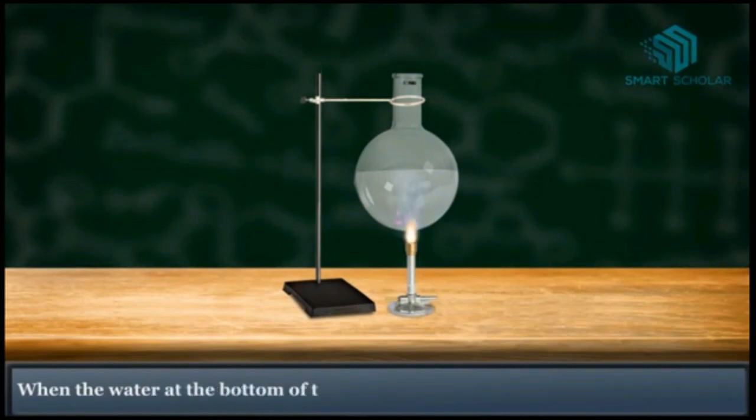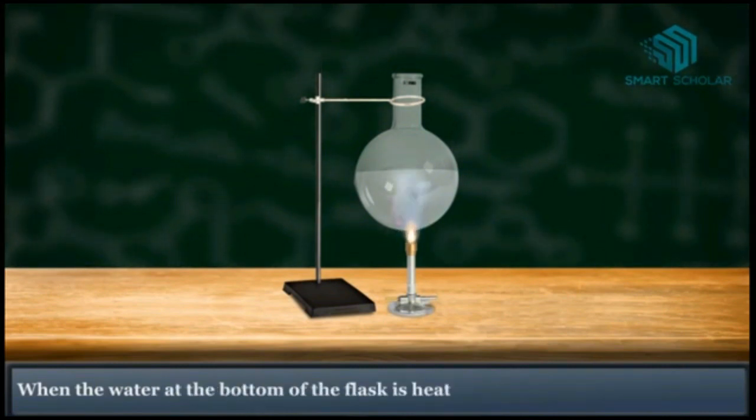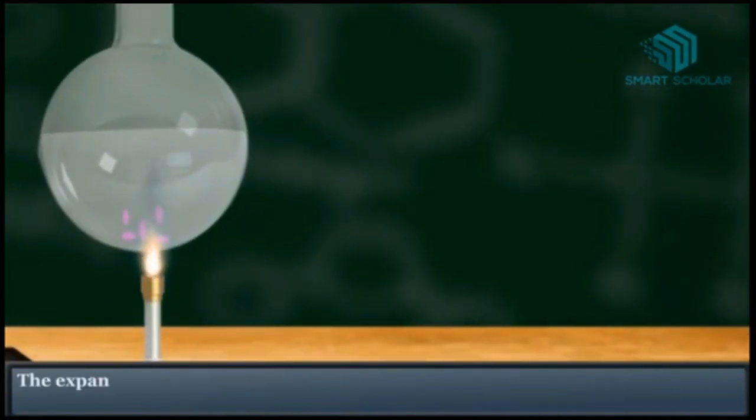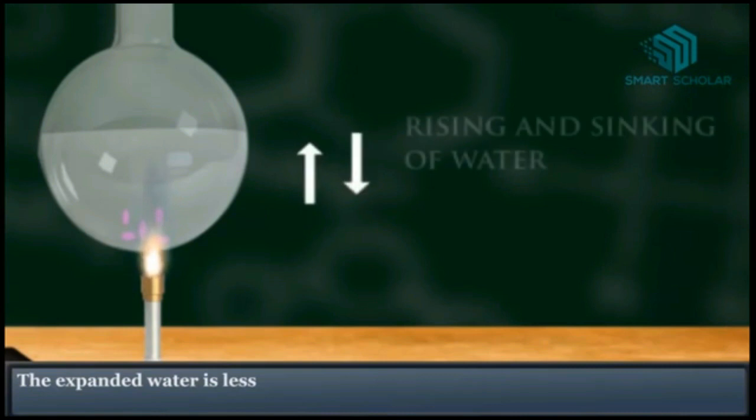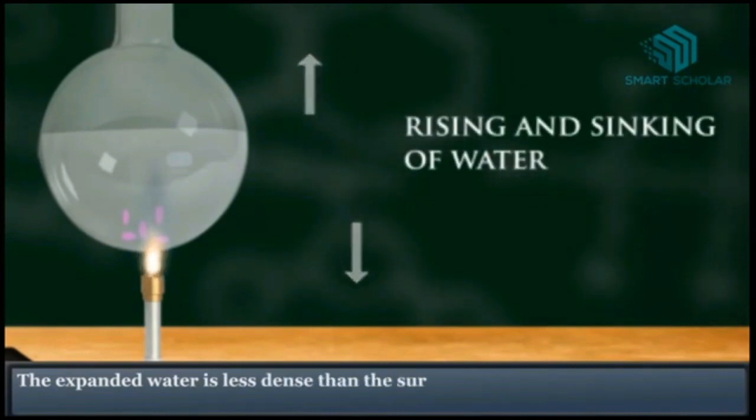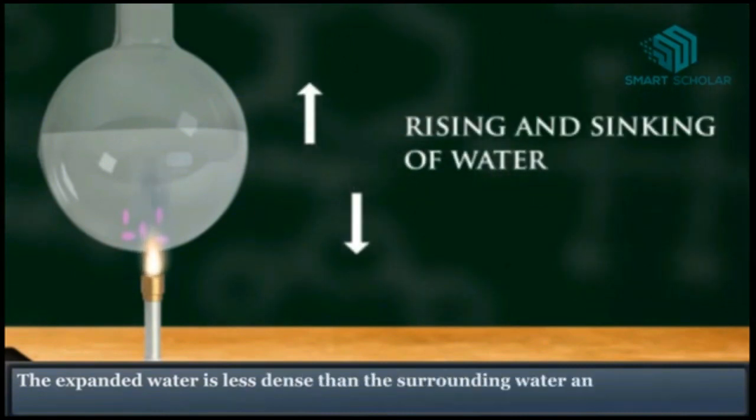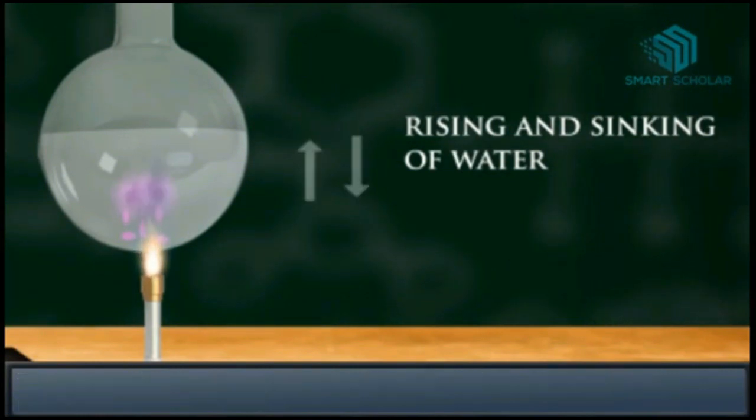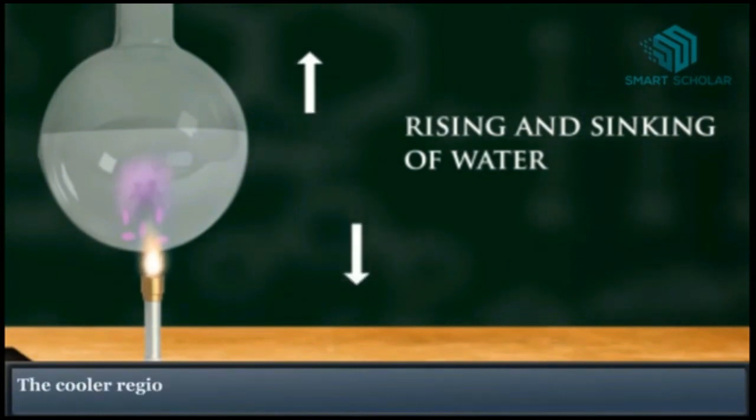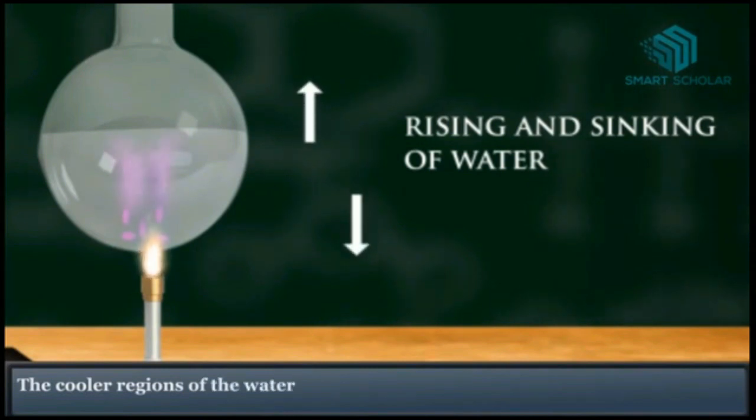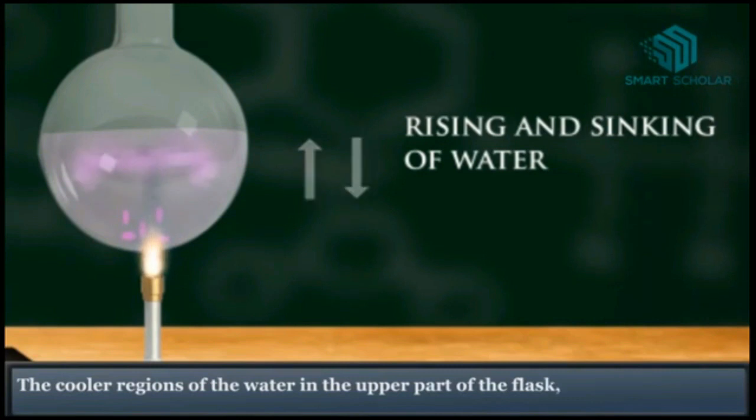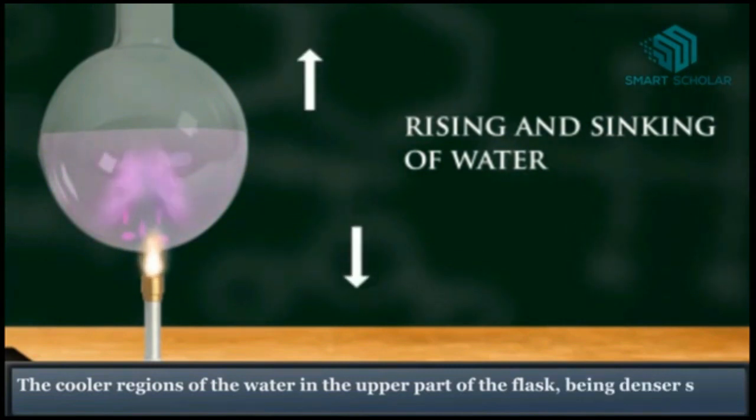When the water at the bottom of the flask is heated, it expands. The expanded water is less dense than the surrounding water and therefore starts to rise. The cooler region of the water in the upper part of the flask, being denser, sinks.